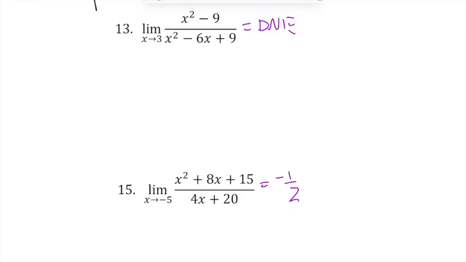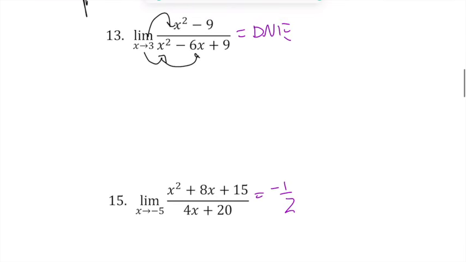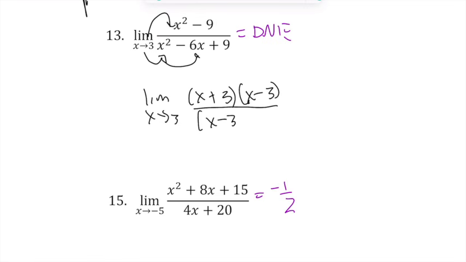13, if you plug in 3, you're going to get 0 on the numerator and 0 on the denominator. I said that backwards, but you know what I mean. So let's factor. The top is a difference of squares, so that's going to factor to x plus 3, x minus 3. And the bottom is going to be x minus 3 squared, or as I say, just x minus 3 times x minus 3.